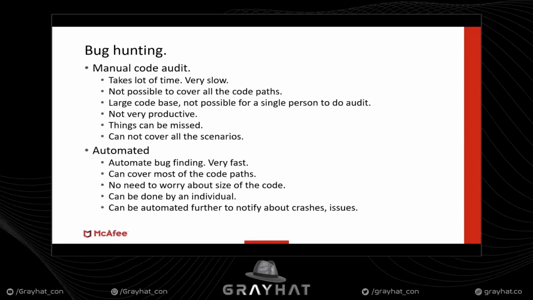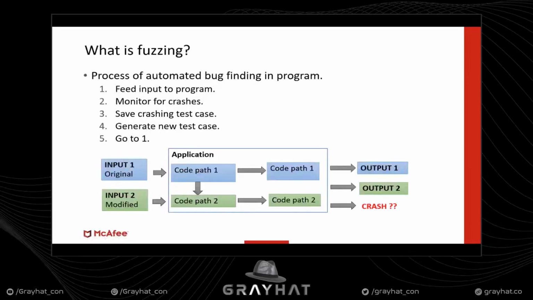And it is also not possible to cover all the scenarios. So we need a way to automate this task, and that is what we call fuzzing, because if we automate this, then it can cover most of the code parts and we don't need to worry about the size of the code, and it can be done by a single individual. It can be further automated to notify about crashes and issues. Now let's move on and see what fuzzing is.